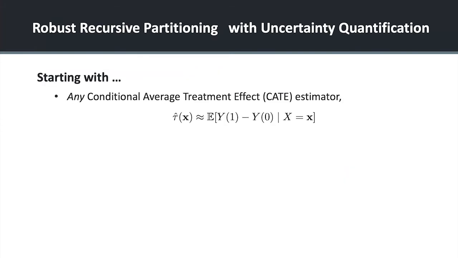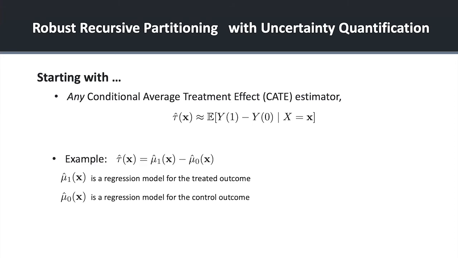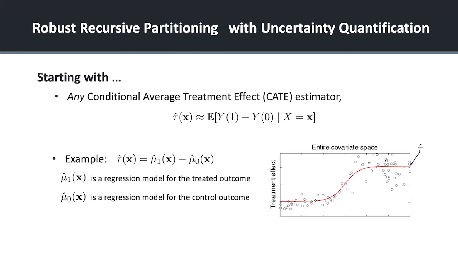Our method starts by constructing a conditional average treatment effect estimator for the entire covariate space. Here, we can use any kind of CATE estimator. For example, we can estimate a treated response curve by a regression model mu1 and the control response curve by another regression model mu0. Then we take the difference between mu1 and mu0 as the CATE estimator.